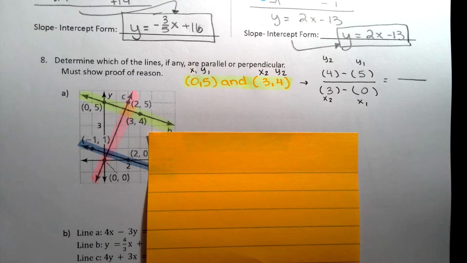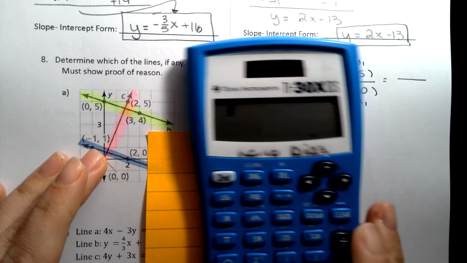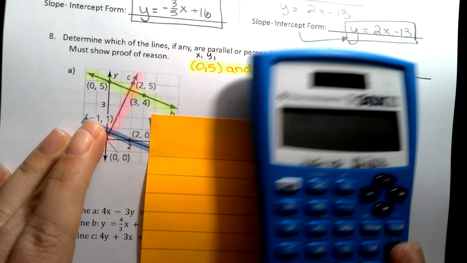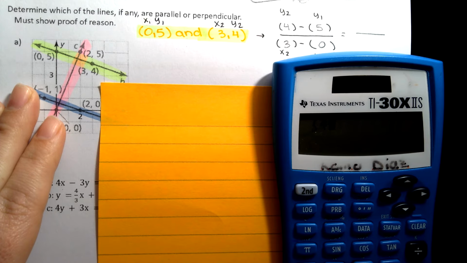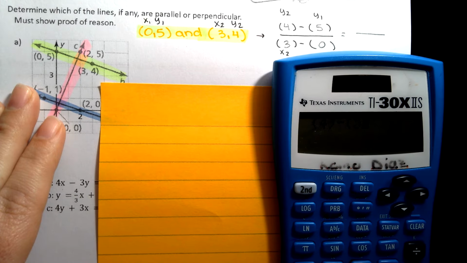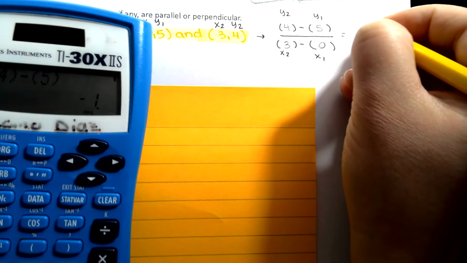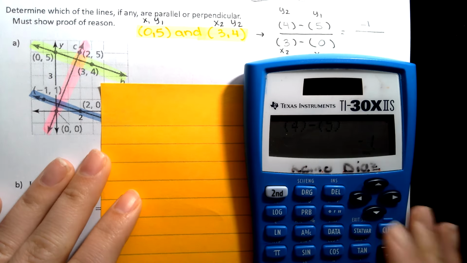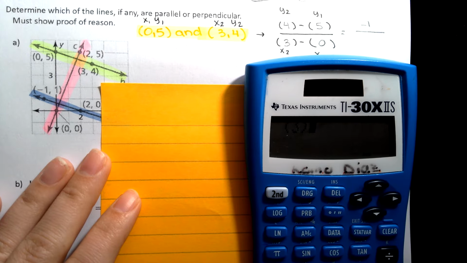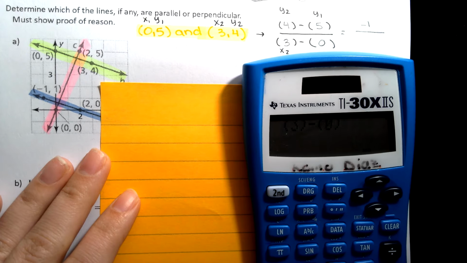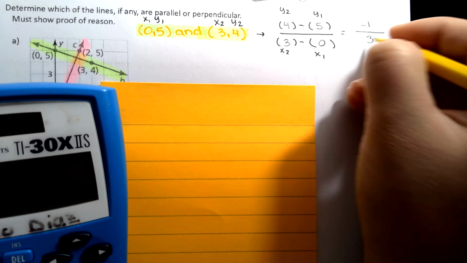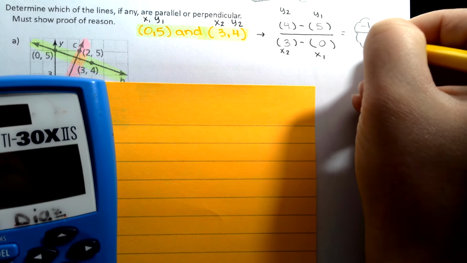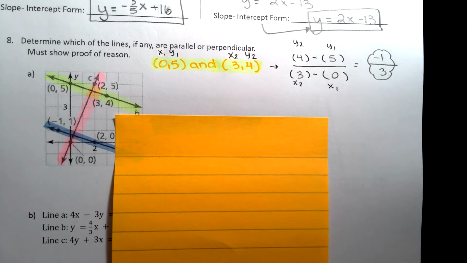So we get 4 minus 5, which is -1. Well, let's do that together on a calculator. We get open 4, close it, minus open 5, close it. It's -1 on top. And then we have open 3, close it, minus open 0, close it, we get 3. So our slope here is -1/3.